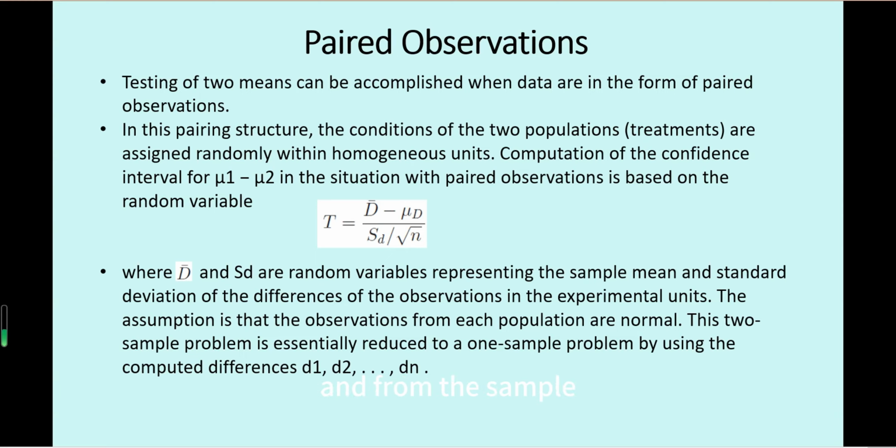From the sample we can get the test statistic T, which is the mean of the differences minus the hypothesized population mean difference, divided by the sample standard deviation of the differences divided by the square root of the sample size. This statistic follows a t-distribution with n-1 degrees of freedom.